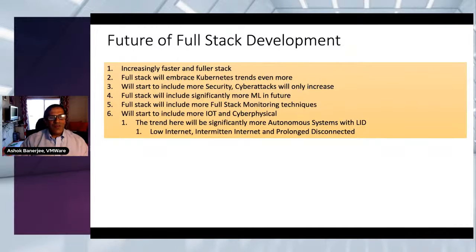The cloud and serverless computing makes a lot of scaling primitives available at our fingertips. I expect the cloud trends to be the fuel behind it, and full stack to continue to expand and become even fuller. With that, thank you very much.